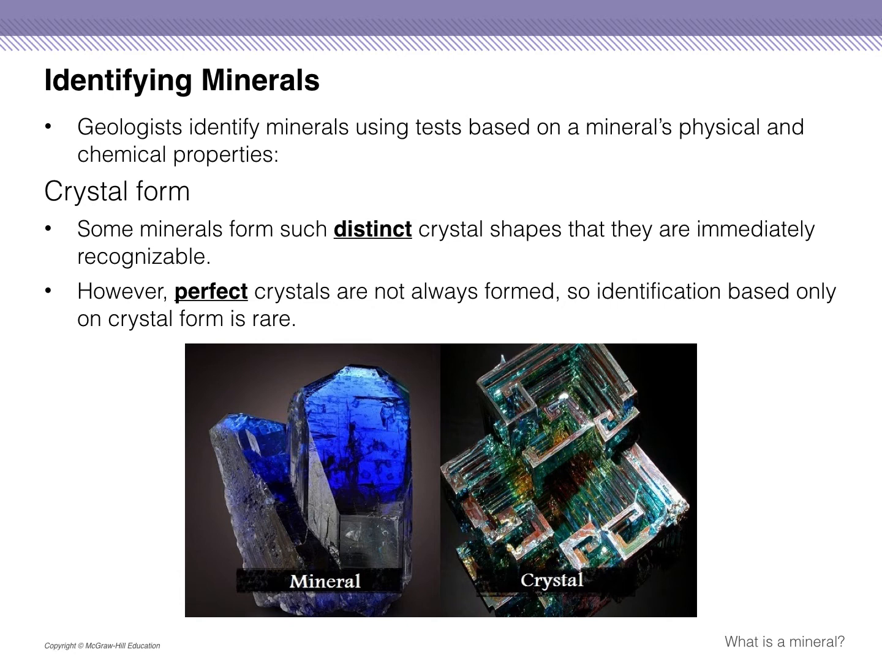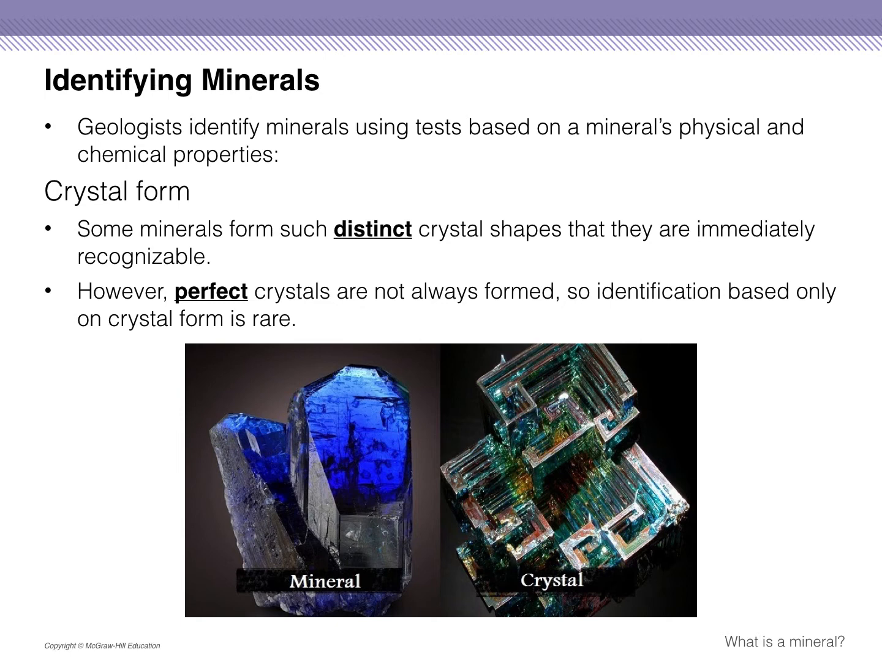Identifying minerals. That's what we want to do in this chapter. Geologists identify minerals using tests based on their physical and chemical properties, mostly physical, some chemical. First is crystal form. Some minerals form distinct crystal shapes and they are immediately recognizable. However, perfect crystals are not always formed, so identification based only on crystal form is rare.